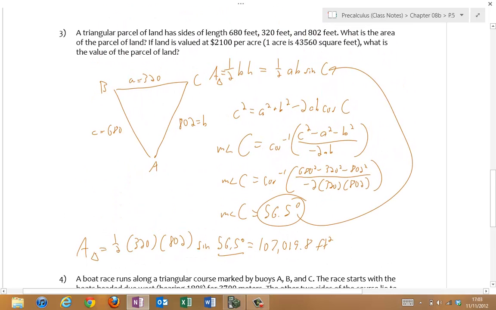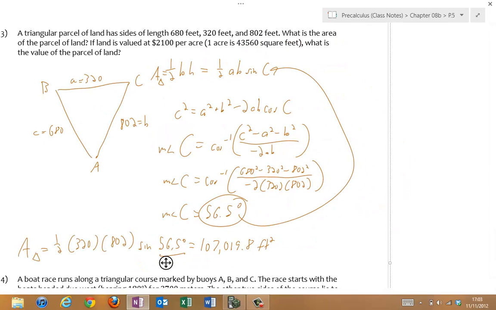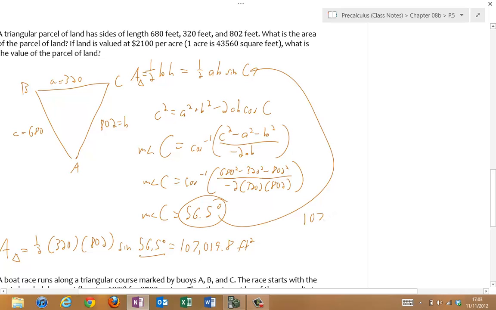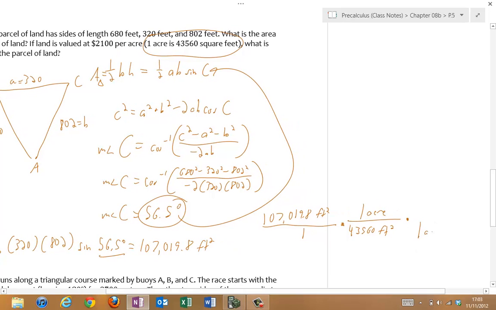Then it says that the land is valued at $2,100 per acre. What is the value of the parcel of land? I can move over here to the right. Hopefully you have space. We're going to do this dimensional analysis style. I'm going to say 107,019.8 feet squared. I'm going to set this up in fractions, and we're going to use conversion factors. The first one is to convert it to acres. This says 1 acre is 43,560 square feet, so there's 43,560 feet squared for every 1 acre. And then finally, I know 1 acre has a cost of $2,100. So acres cross out, feet squared cross out, I'm left with a dollar amount.